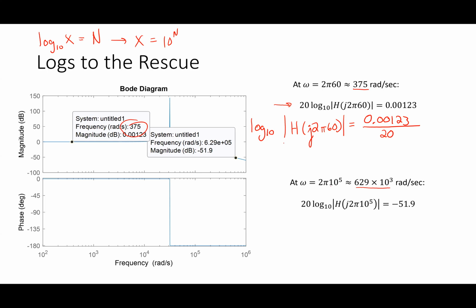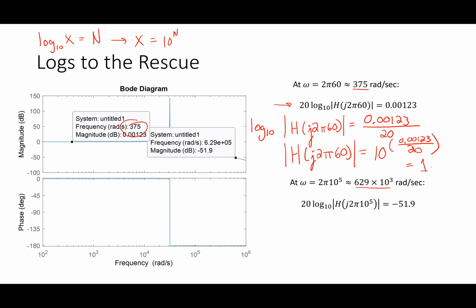So in this case, I would raise both sides to the power of 10, and I would say the magnitude of this is 10 to the power 0.00123 divided by 20, like that. And what does that become? It's pretty much 1.